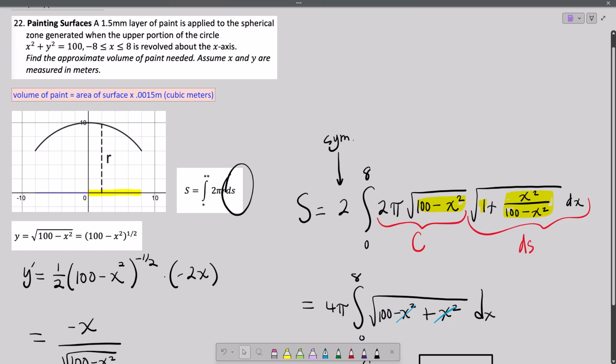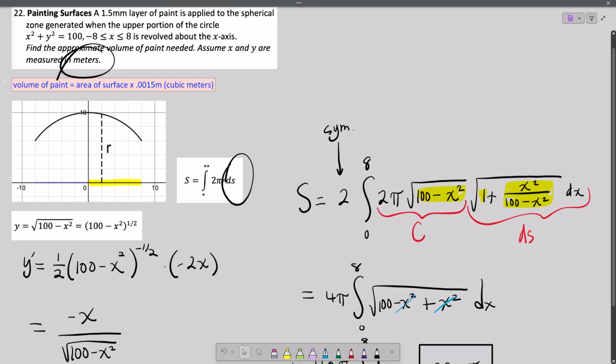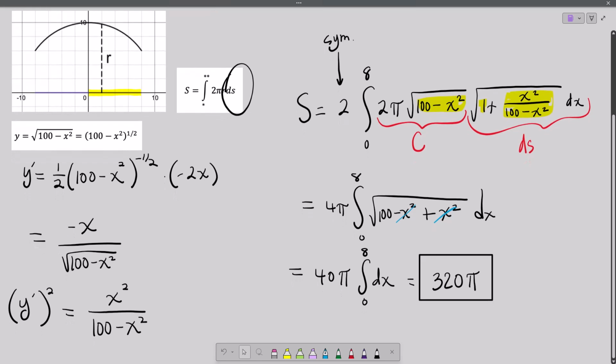This is an application where we're painting this surface and we want 1.5 millimeters of paint put on this surface area. Well, we need our units to match. We want this to be in meters, so 1.5 millimeters is 0.0015 meters. So they tell us that things are measured in meters. So if we are going to put the units in here, we're going to have meters squared because that's surface area. And then if we want the volume of paint, we just multiply by 0.0015, and that will give us the cubic meters of paint.